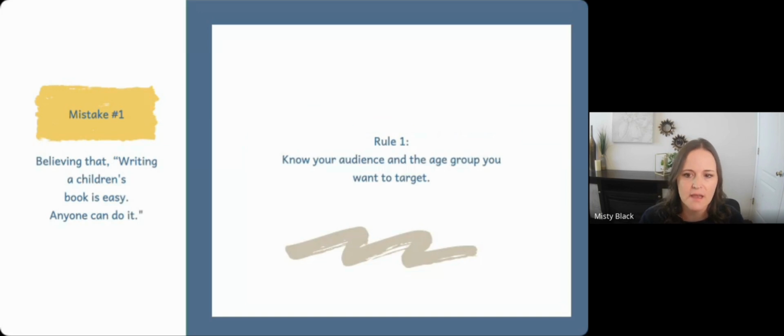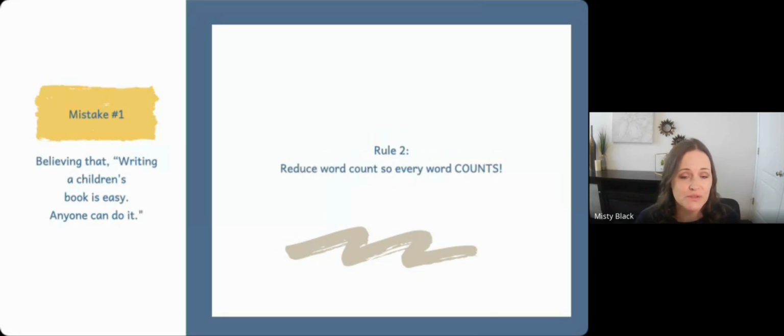So know your audience and the age group that you want to target, because a 500-word picture book for ages 3 through 6 or 3 through 8 is going to look a lot different than a 2,000-word early reader book for ages 5 through 8, or a 9,000-word chapter book for ages 7 through 10. So know your audience, know the vocabulary they would use, or at least be familiar with it and the way that they talk.